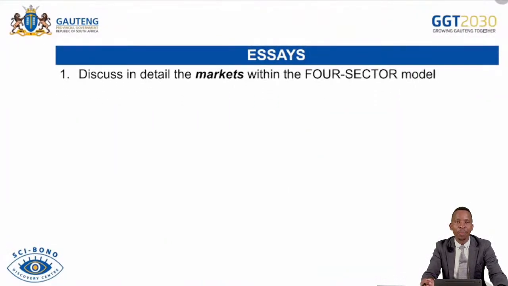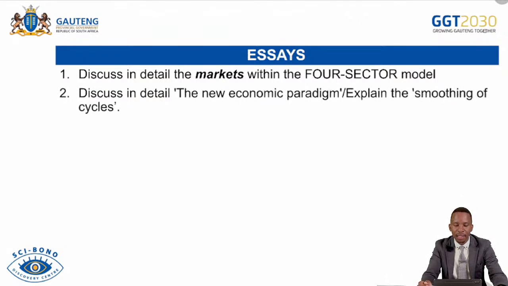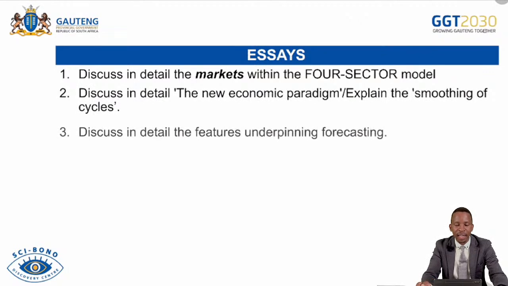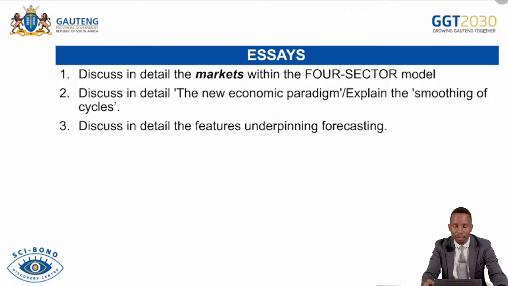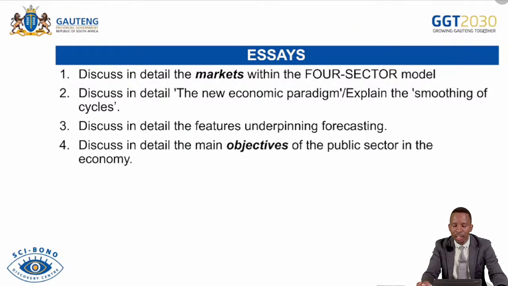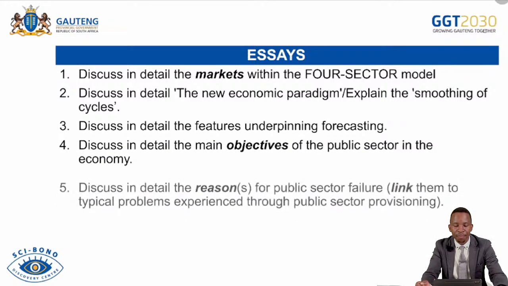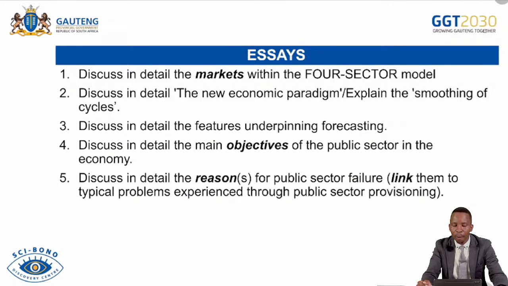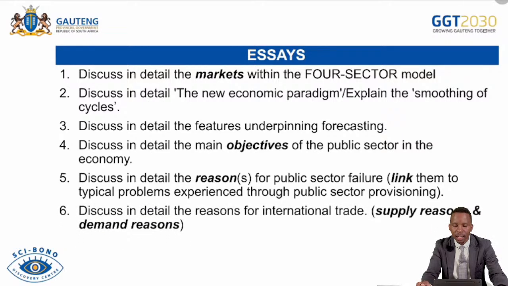So these are the macroeconomic essays according to our 2021 examination guidelines. Discuss markets in detail within the four-sector model. Discuss in detail the new economic paradigm, explain smoothing business cycles. Discuss in detail features underpinning forecasting. Discuss in detail the main objective of the public sector in the economy. Discuss in detail the reasons for public sector failure, linking them to the typical problems experienced through public sector provision. Discuss in detail reasons for international trade, supply reasons and demand reasons.